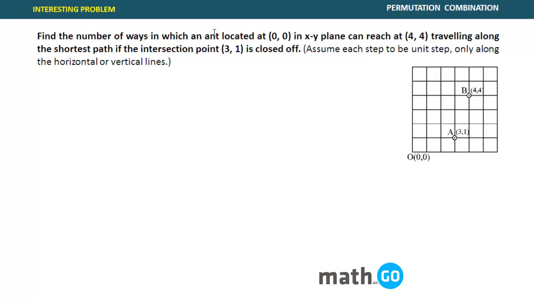Okay, let's take a very interesting problem to understand the basics of permutation and combination. I'll read out the question for you. The question says: find the number of ways in which an ant at (0, 0) has to start from here, right? You can take an ant, or you can just imagine yourself.